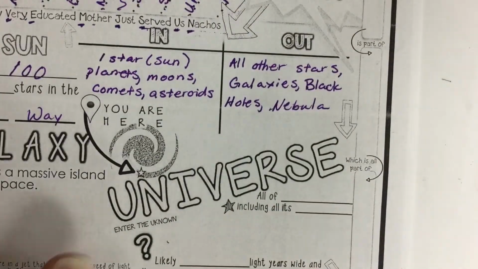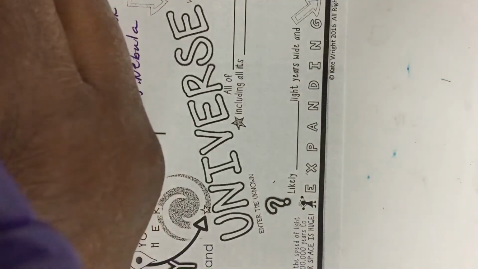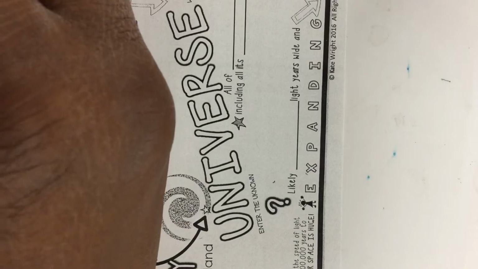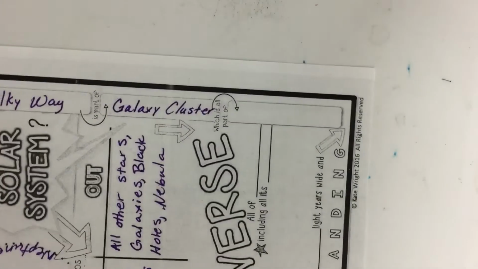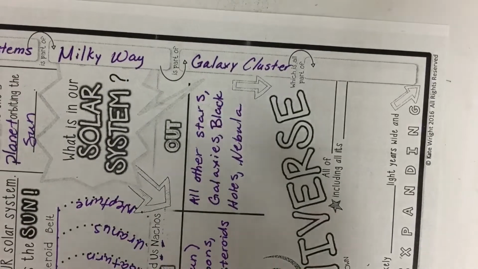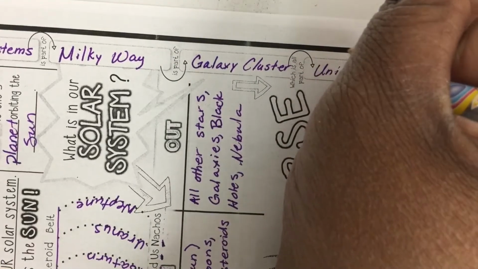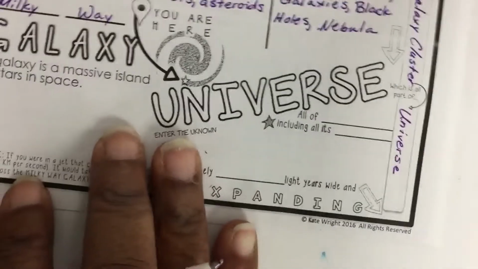Going back to our little space neighborhood. We have our solar system. We have the Milky Way galaxy. We have a galaxy cluster, which we belong to. Oops, sorry, I just realized you couldn't see. So there's Milky Way, galaxy cluster. And the last thing we're going to talk about is our universe. Flip it down to the bottom.